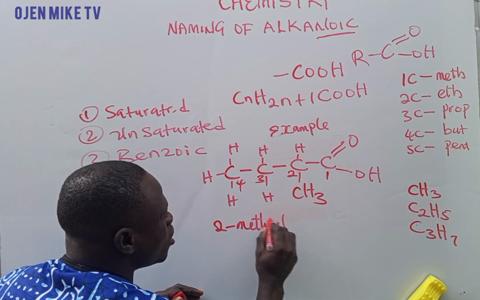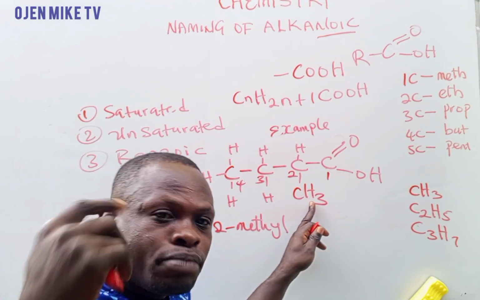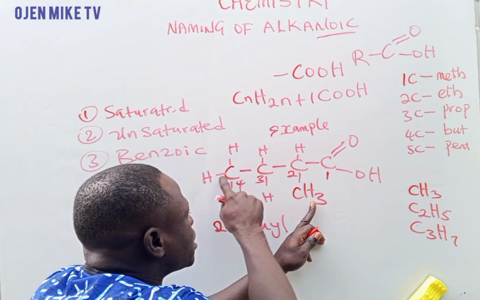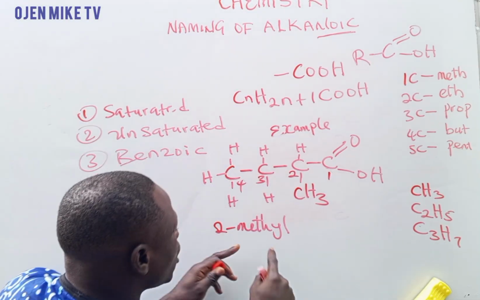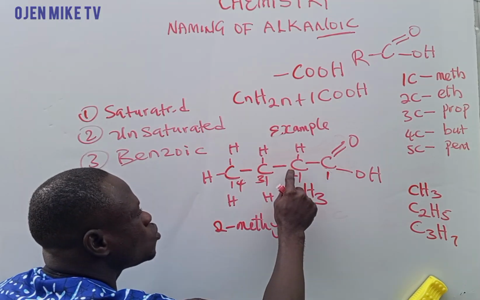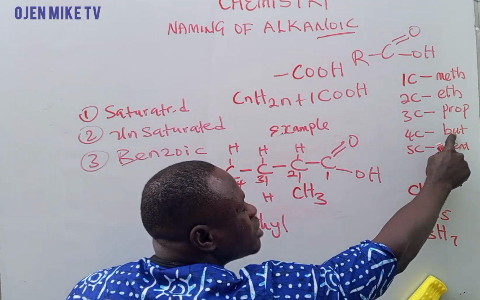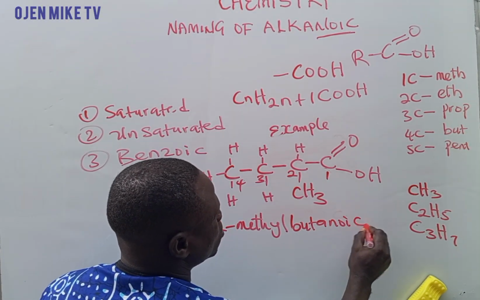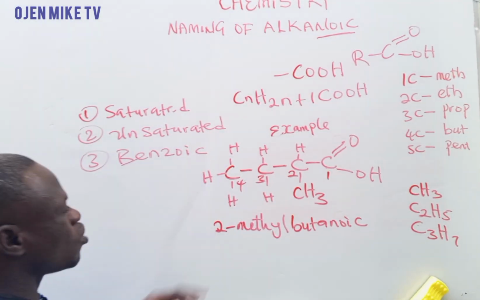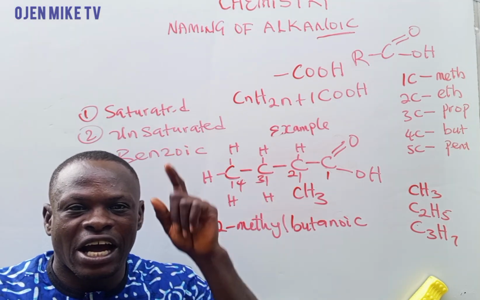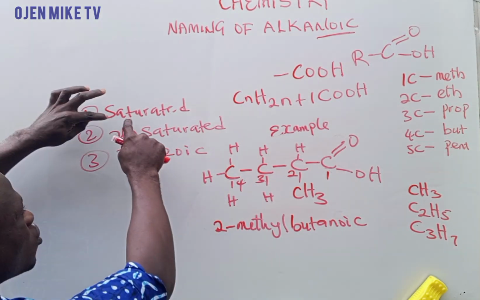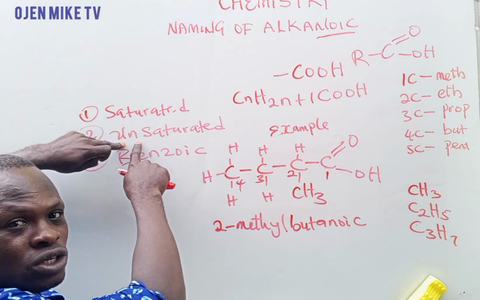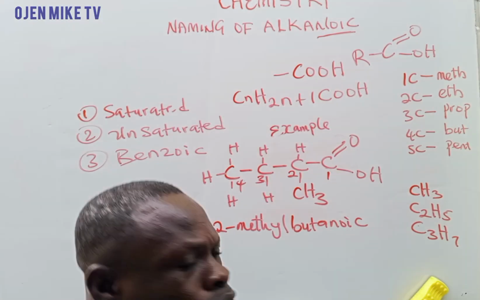2-methyl. It's not that this methyl is 2, it is because this methyl is attached to carbon number 2. Is that understood? It's attached to carbon number 2 in the chain. Okay. Now 2-methyl, what is the chain? 1, 2, 3, 4. The chain is what? Butanoic. So 2-methyl butanoic. This compound is called 2-methyl butanoic. Is that understood? We are still on saturated hydrocarbons. We have not gone to unsaturated hydrocarbons. Is that understood? Now let's proceed.